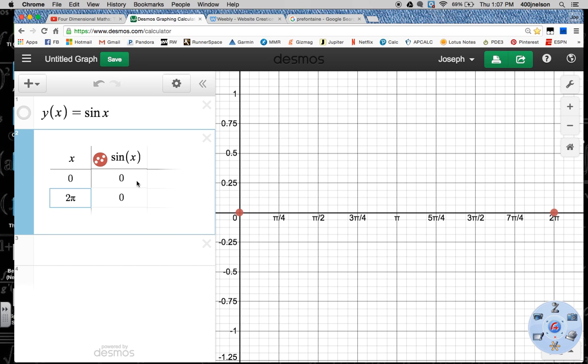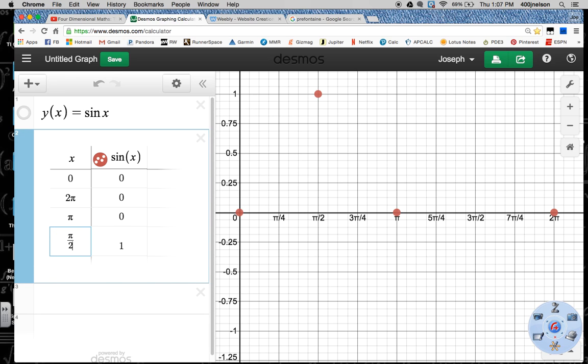If you're going through your circle, the y-coordinate here is 0. Let's go to pi. Oh, that's 0 again. So it's kind of looking like everything's 0, but we know it's not because of the y-coordinates on our circle. So let's look at some more interesting ones, like our 90-degree angles. Let's go pi divided by 2. If I plug in pi over 2, I get 1.